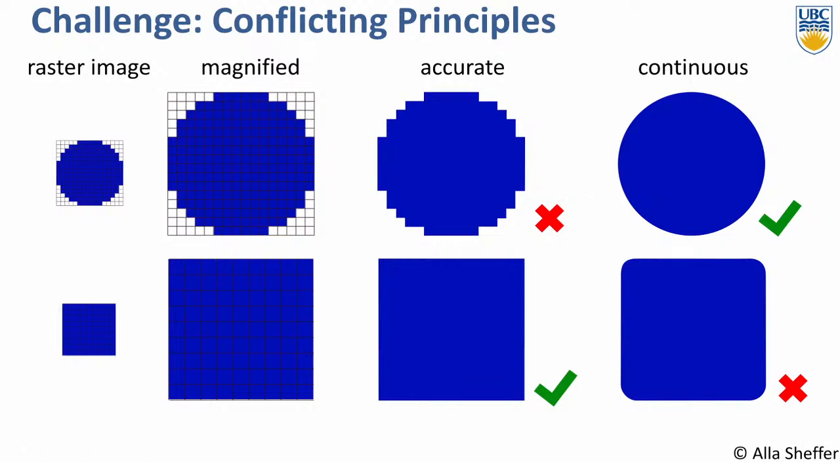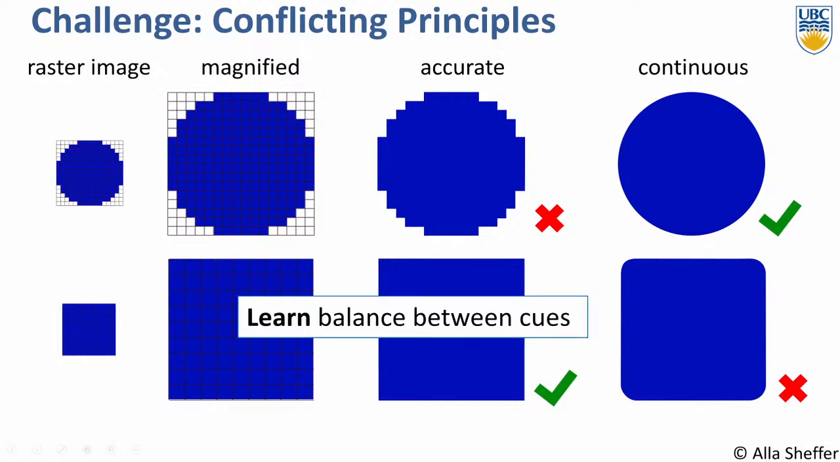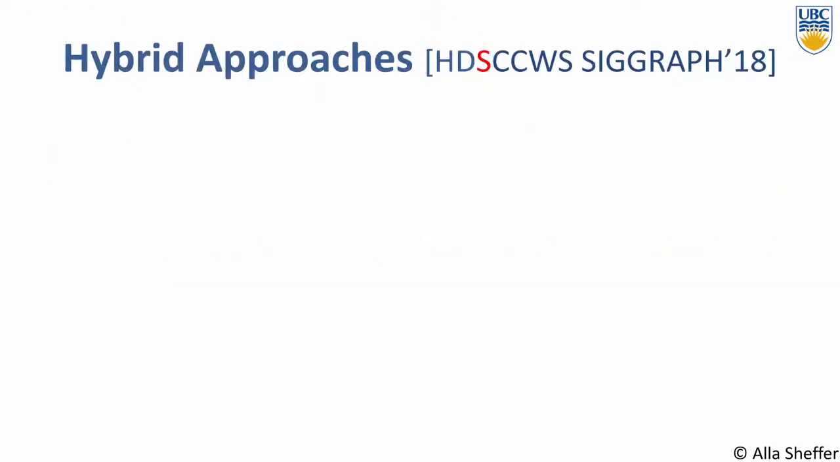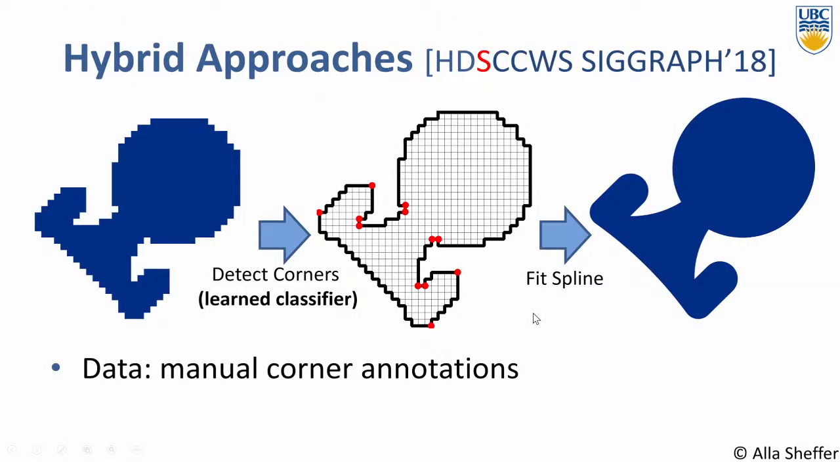So this is where we take the perception cues and combine them with learned human inputs, as in learning the balance between the cues. In 2018, the way we approached this was to split the problem of vectorization into one of detecting corners or discontinuities and then of fitting. In order to understand where to put corners, we learned from manual annotations. That works reasonably well, but it's still pretty computationally expensive, as in annotating corners still takes a lot of time.